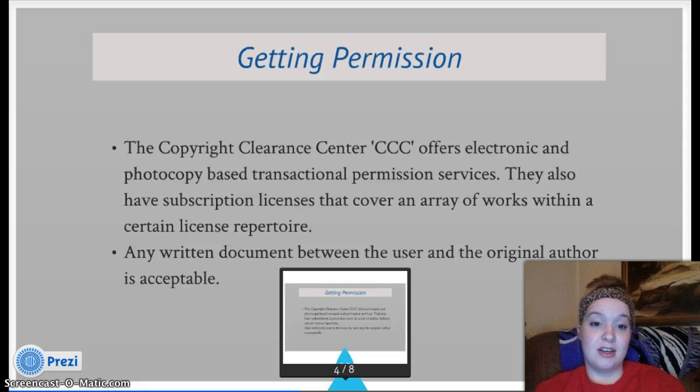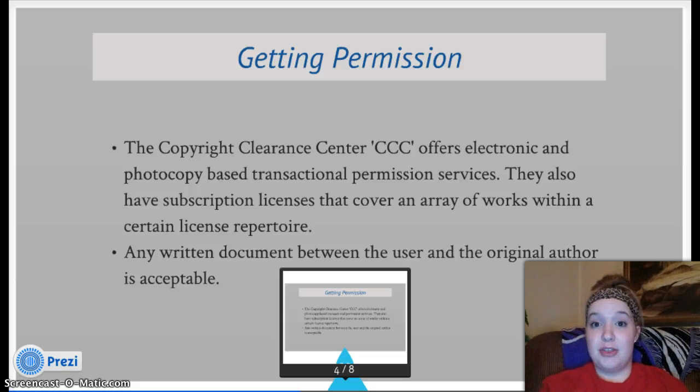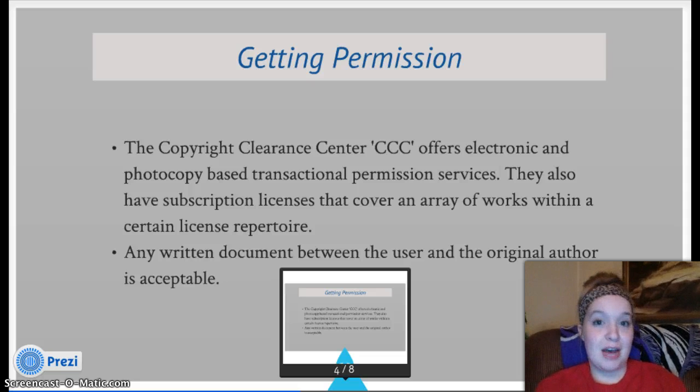So there's things like the Copyright Clearance Center, or the CCC. They offer electronic and photocopy-based transactional permission services. Now, this can be just for one thing, or you can sign up for a subscription license, and this covers an array of works within a certain license repertoire. So, if it's one particular author that you want to use information from in your classroom, it covers that without having to have a transaction for everything that you're using of theirs.